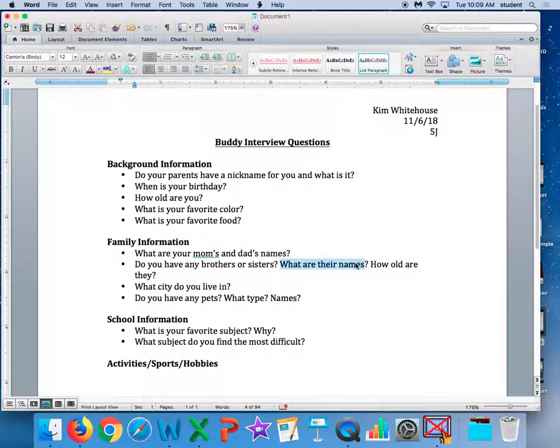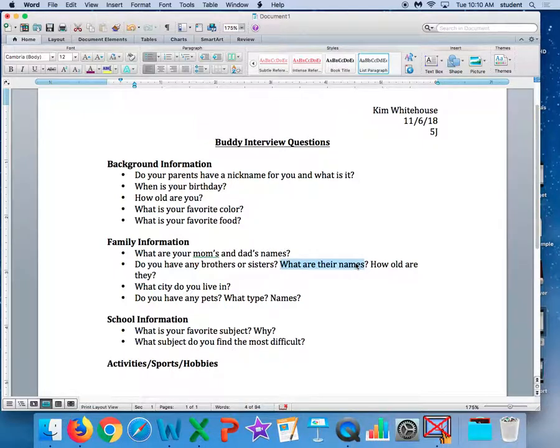2 more quick rules. Number 1, you're not in this paper. You are not in this paper. So you cannot have a question saying, I play basketball. Do you like basketball? No, you're not in this paper. You're not going to write, my favorite school lunch is pizza. Do you like pizza? No, you're not in this paper. Your question is favorite school lunch. We're really trying to get away from yes-no answers.